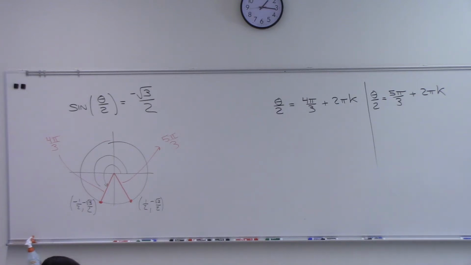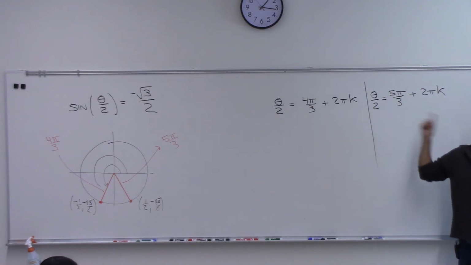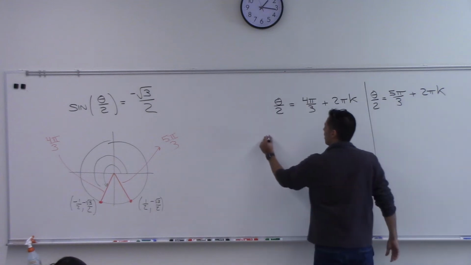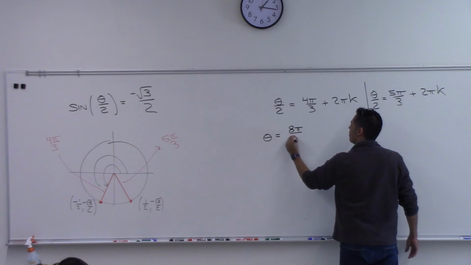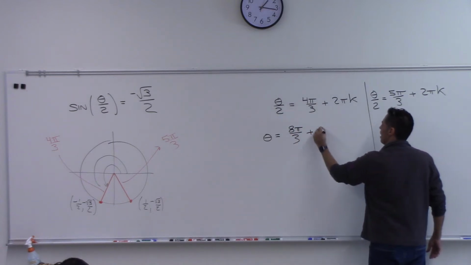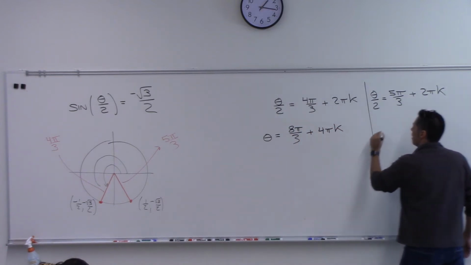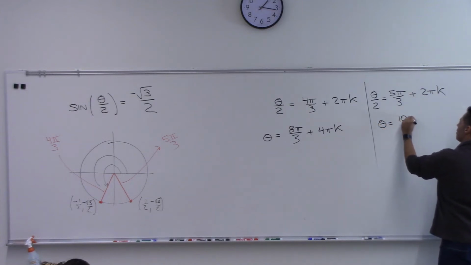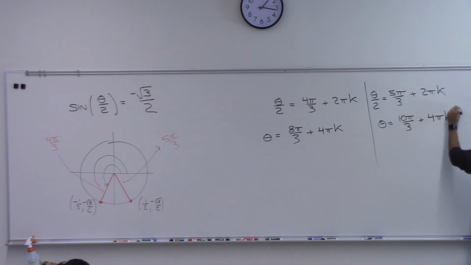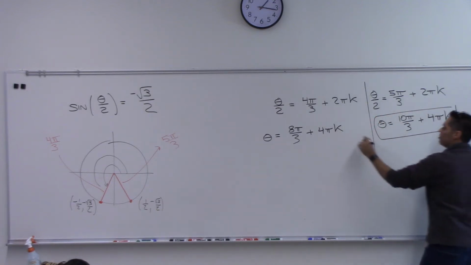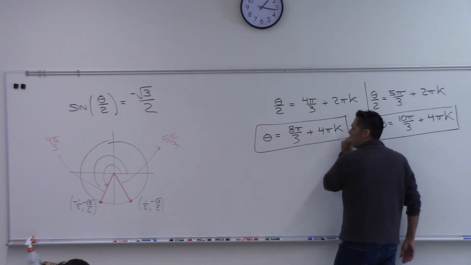So, all right, are we okay here? Not done yet. We need one more thing. We need to get theta, not theta over 2. So just multiply both sides of the equation by 2. Theta is 2 times that, which is 8 pi over 3, plus 2 times that, which is 4 pi k. And then over here, theta is 10 pi over 3 plus, multiplying that by 2, 4 pi k. Those are the general solutions to that equation.